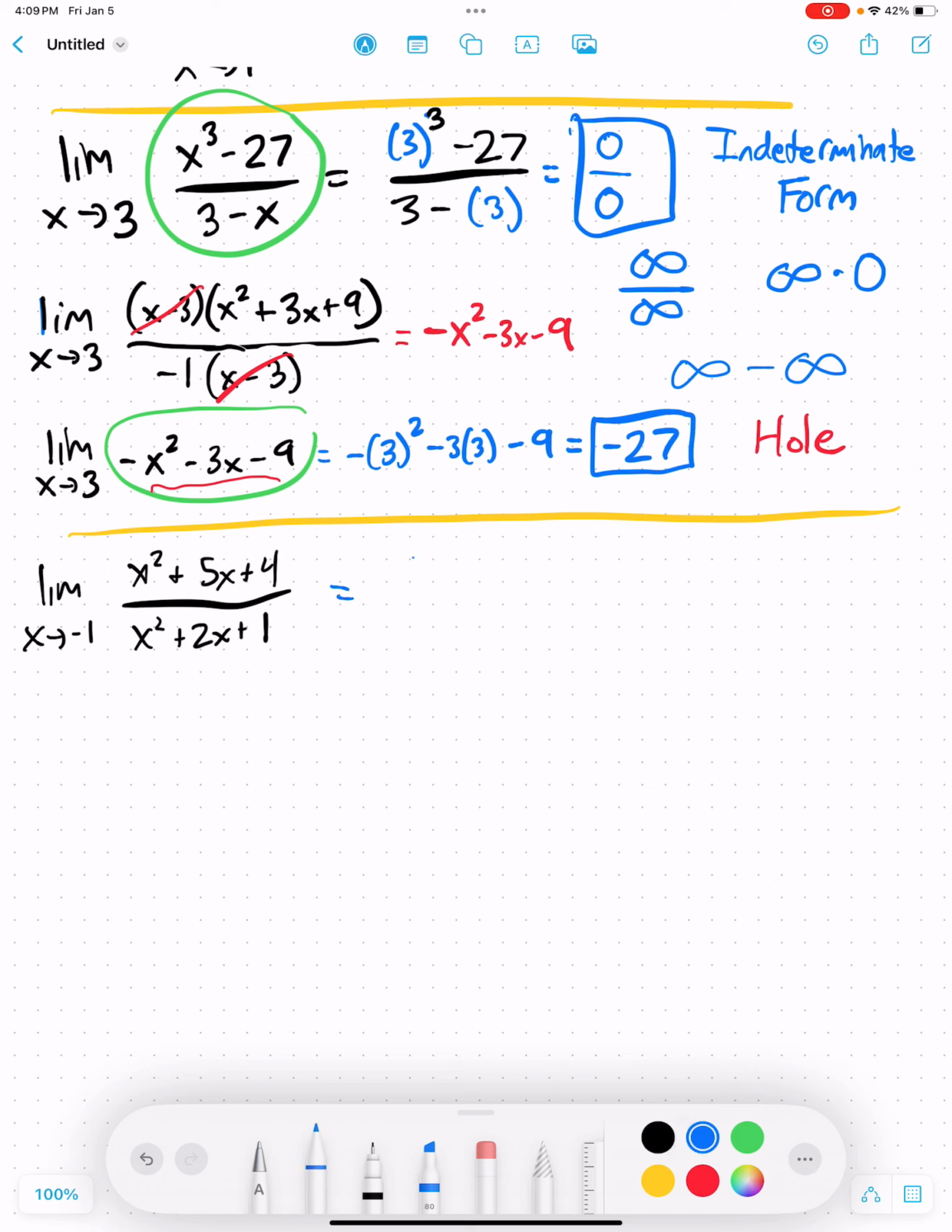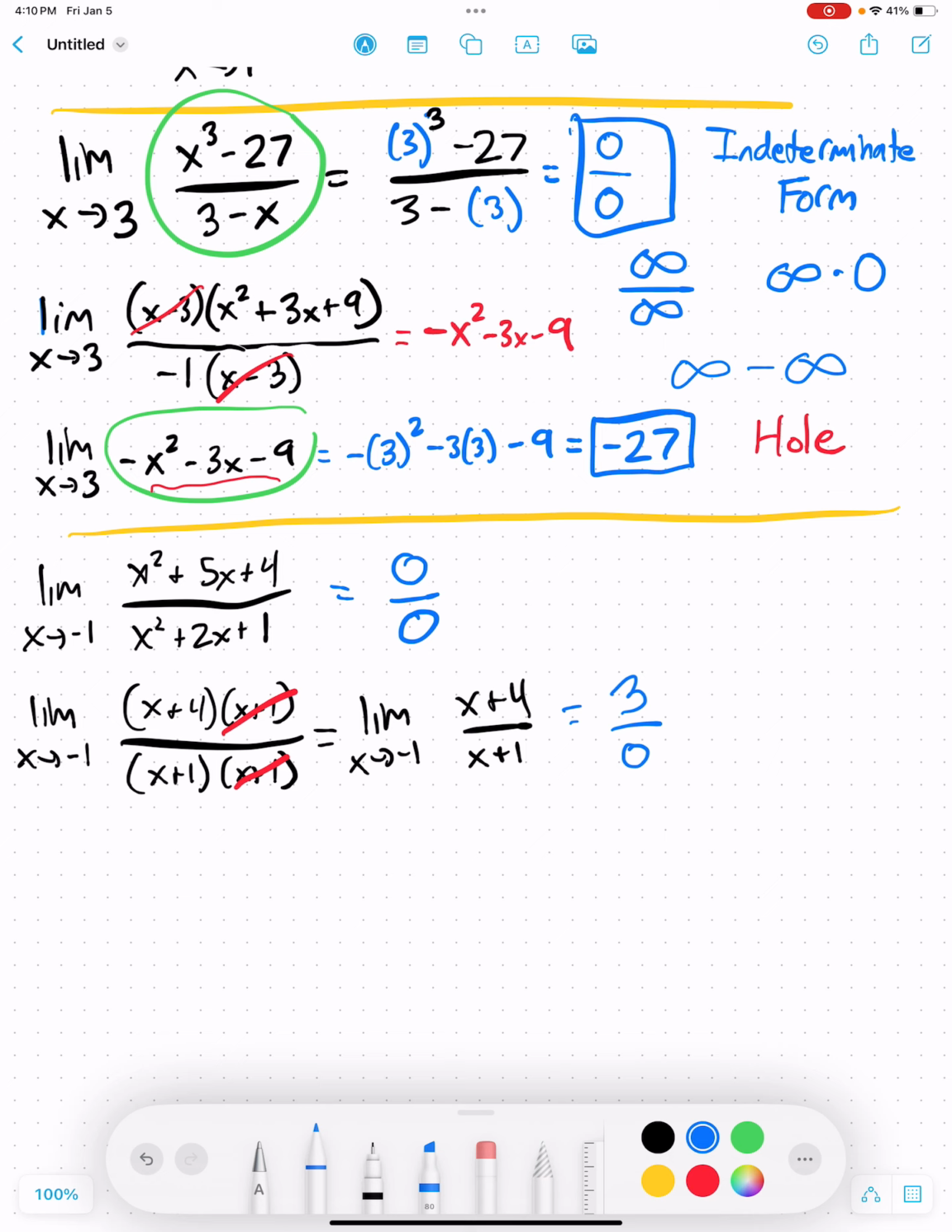But notice, did I get rid of my discontinuity? If I plug in negative 1 right now, I still end up with 0 in the denominator. So I still have a discontinuity. And what does this tell us? This tells me I'm not working with a hole anymore. I'm working with an asymptote. Okay? If I try going from either direction, I'll see that one goes to positive infinity, the other goes to negative infinity. So it turns out this limit does not exist.